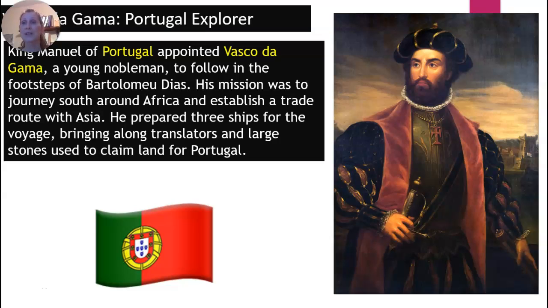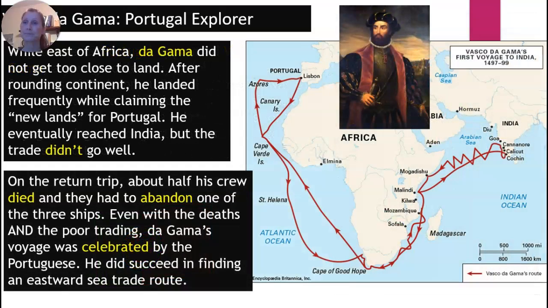So, again, very different than how things are done today. While east of Africa, da Gama did not get too close to land. After rounding the continent, he landed frequently while claiming the new lands for Portugal. He eventually reached India, but the trade didn't go so well. On the return trip, about half of his crew died, and they had to abandon one of the 3 ships. Even with the deaths and poor trading, da Gama's voyage was celebrated by the Portuguese. He did succeed in finding an eastward sea route, a trade route along the sea, and you can see here in this map how it goes around and comes up here to Lisbon. Okay.